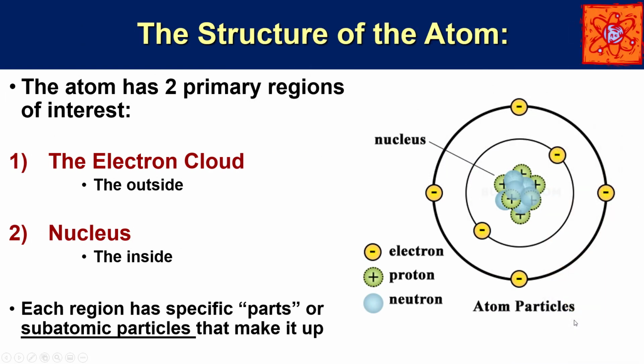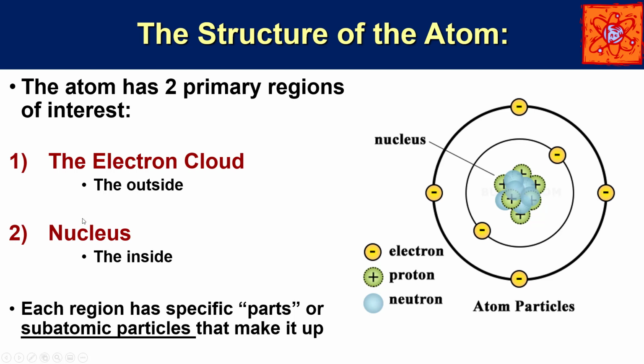Leading off this video, we probably should begin by talking about the general structure of an atom. And if you recall the atomic history video, we've already discussed the discovery of all of the subatomic particles. But if you haven't seen that yet, let's just give you a quick primer here. Your atom is going to have two primary regions of interest. There is going to be the outside of the atom, which is over here. That is your electron cloud. And then there is the inside, which is your nucleus.